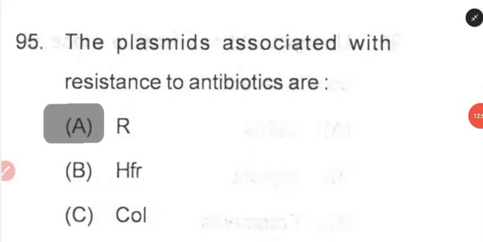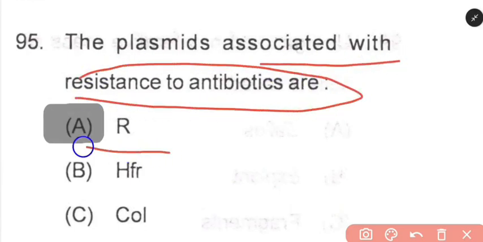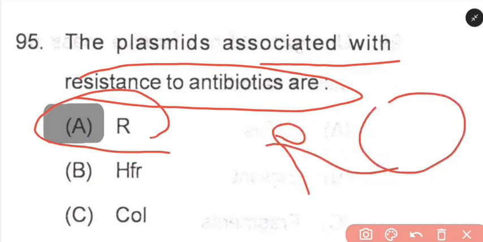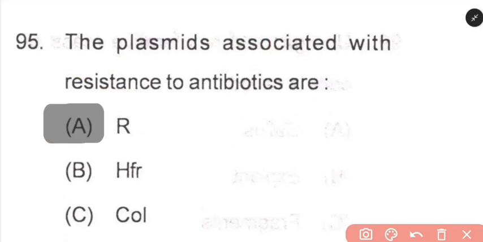Next, the plasmids associated with resistance to antibiotics are R plasmids. In plasmids, we have the R factor, which is associated with resistance to particular antibiotics and is also used as a marker gene. Marker genes tell us that these microorganisms have the desired plasmids. So it is also called a marker gene.